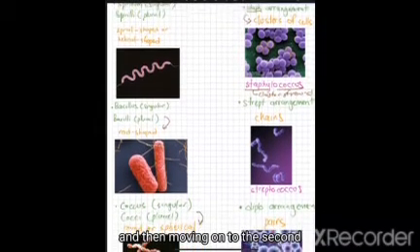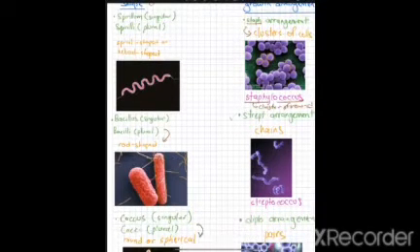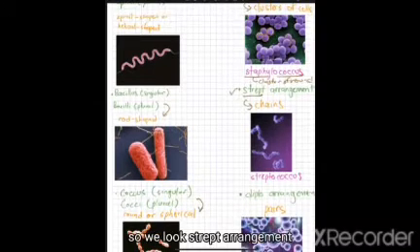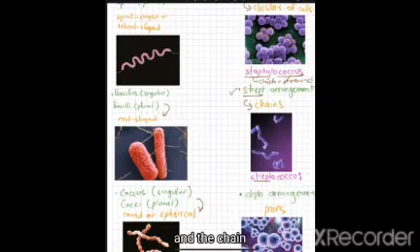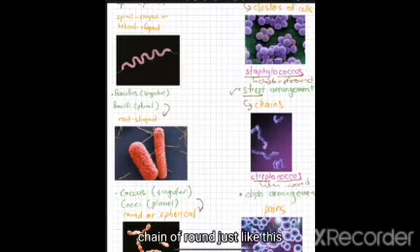And then moving on to the second growth arrangement, the strep arrangement. Strep describes chain. So we look at the strep arrangement, the chain, and coccus, the round, the chain of round, just like this.